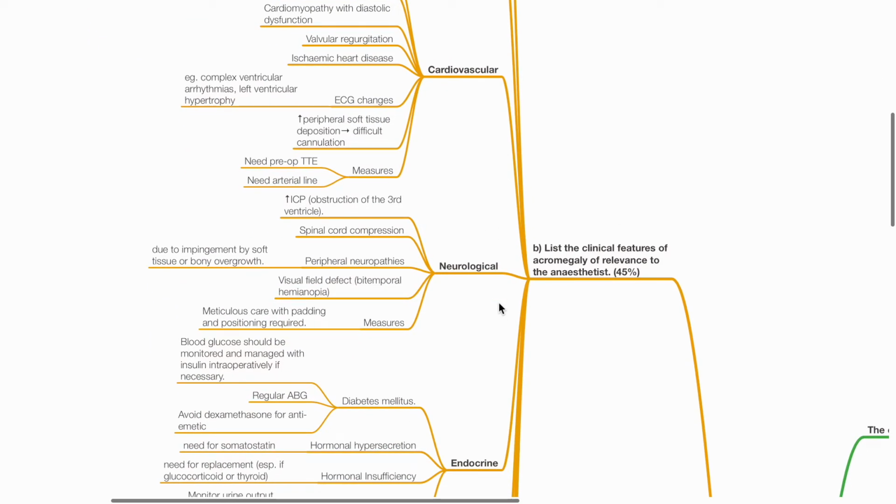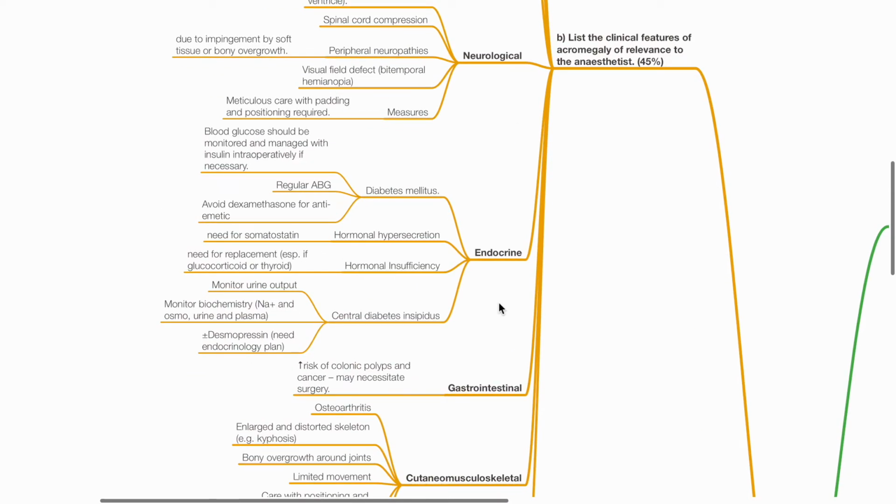Neurological issues include raised ICP due to obstruction of the third ventricle, spinal cord compression, peripheral neuropathies due to impingement by soft tissue or bony overgrowth, visual field defects due to bitemporal hemianopia by compression of pituitary adenoma. Meticulous care with padding and positioning are required.